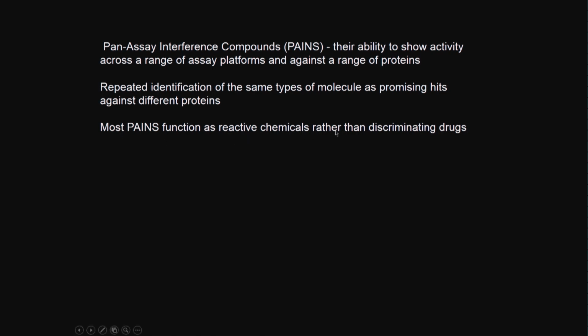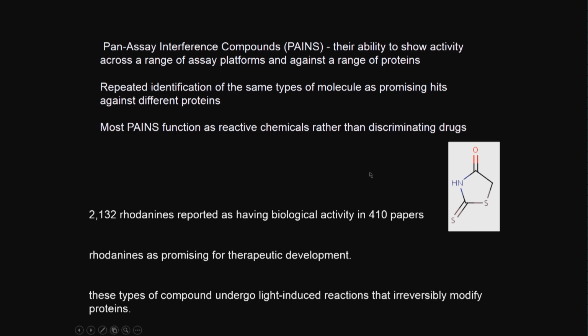Most PAINS function as reactive chemicals rather than discriminating drugs. So, they may be reacting, they may be denaturing the protein or aggregating the protein rather than actually performing as a drug. For example, this is a very dangerous candidate, rhodamine. There are 2132 rhodamines reported as having biological activity in a huge number of publications. So, it may be thought as if they are very good for therapeutic development, but actually they undergo light induced reactions that irreversibly modify the protein.